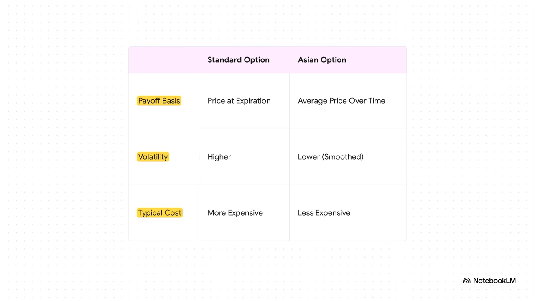Okay, let's put these two side by side. A standard option is basically a bet on that one single final price at expiration, which can be a real nail-biter. But the Asian option, it just smooths all that chaos out by using an average. Now think about it. Lower volatility means lower risk for the person selling you the option. And what does lower risk mean? Yep, a lower price tag.